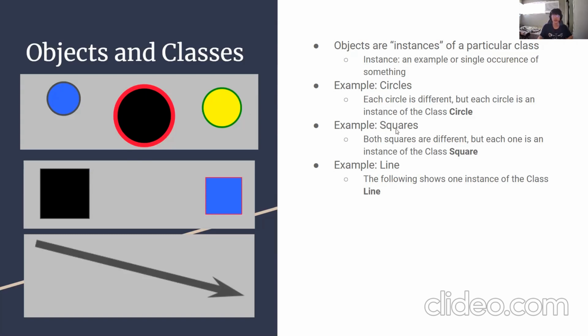If you look at the other examples like square and line, these are circles, so they cannot be part of class square or line because they are ultimately circles. It's the same here with squares. You can see these are different squares, but they are squares, so they are part of class square. And then you have one line, and that is class line.